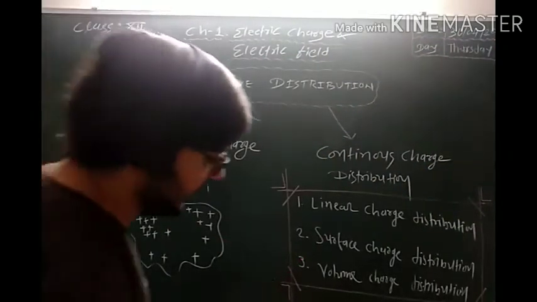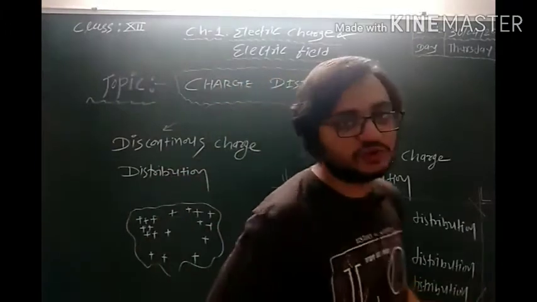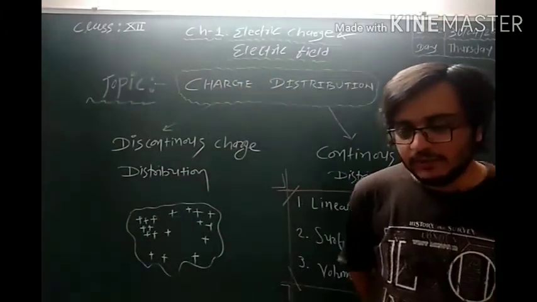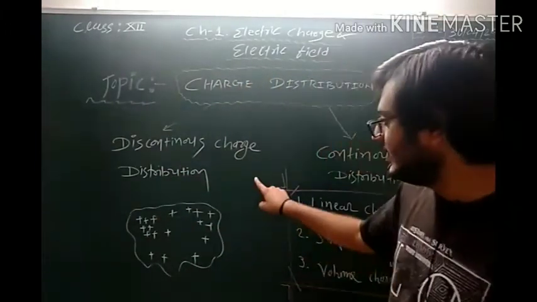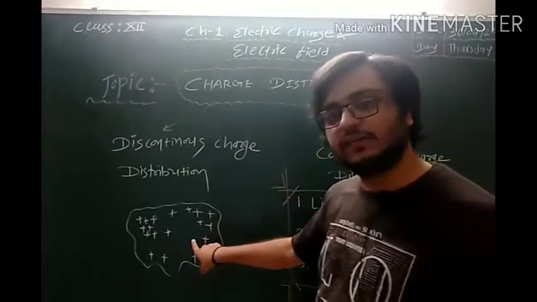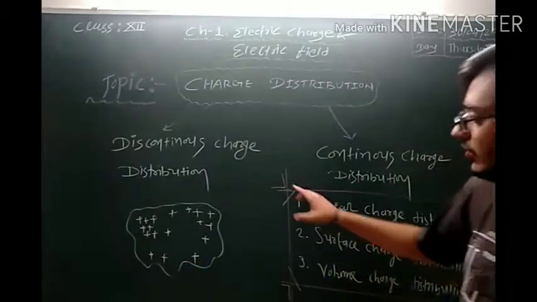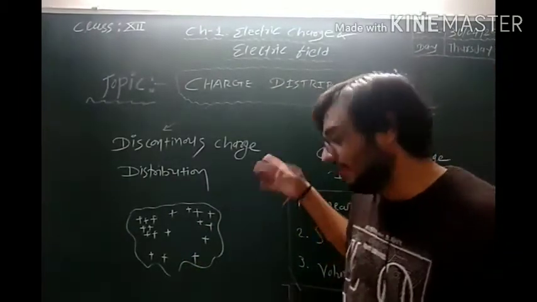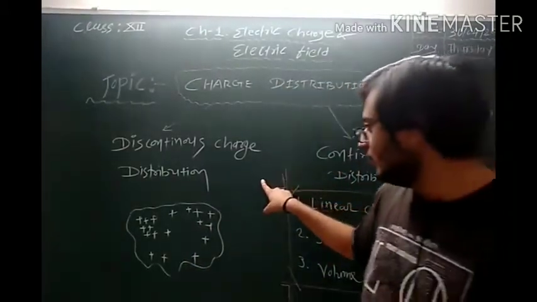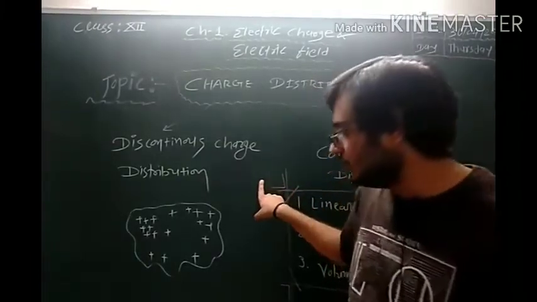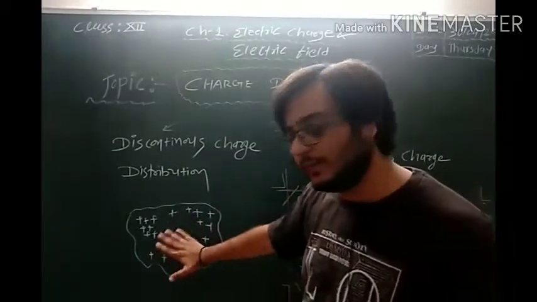Now here we have to find out the electric force or electric field produced at any point from the given region, whether it is discontinuous or continuous. So at any arbitrary point, electric force and electric field produced from discontinuous charge distribution and continuous charge distribution.